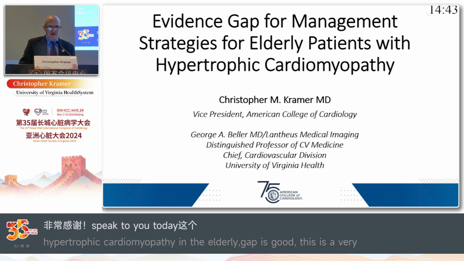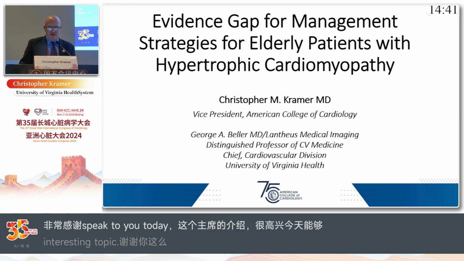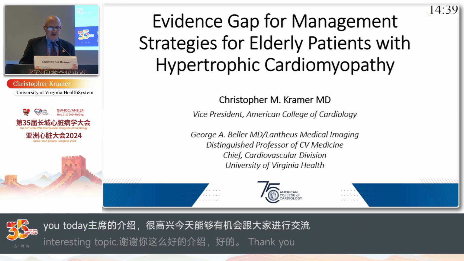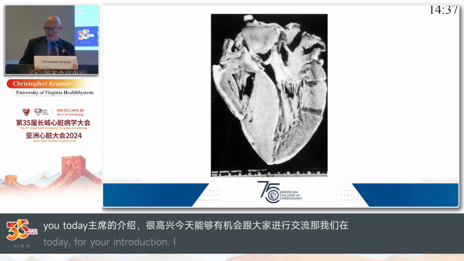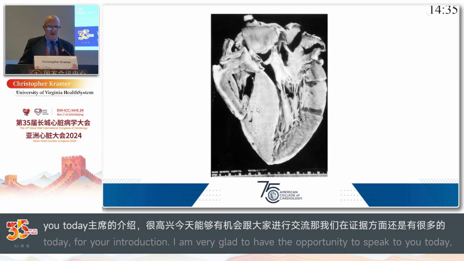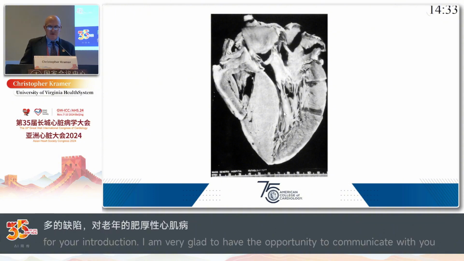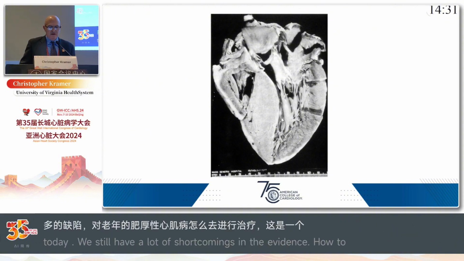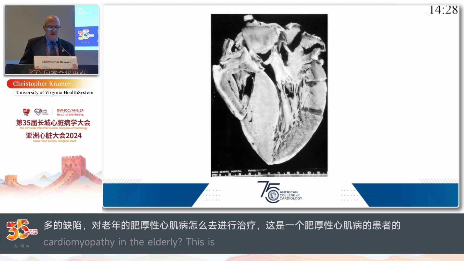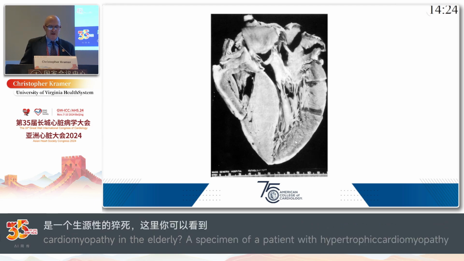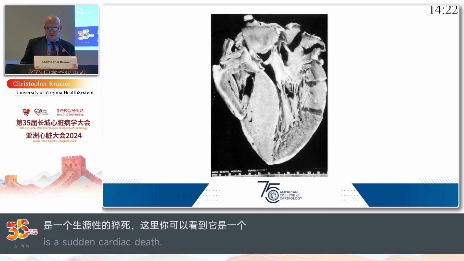So there's a big gap in terms of understanding how to treat elderly patients with HCM. This is a typical pathologic specimen from a patient with HCM who died suddenly from sudden cardiac death. They have reverse septal curvature, asymmetric septal hypertrophy. They also have marked hypertrophy of their lateral wall, which is quite typical.